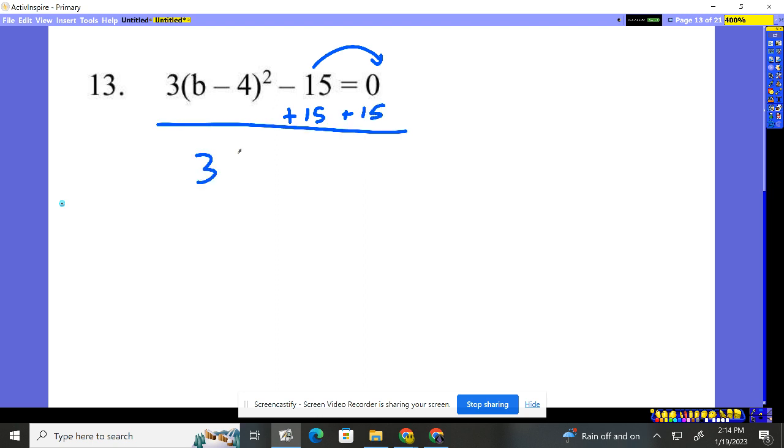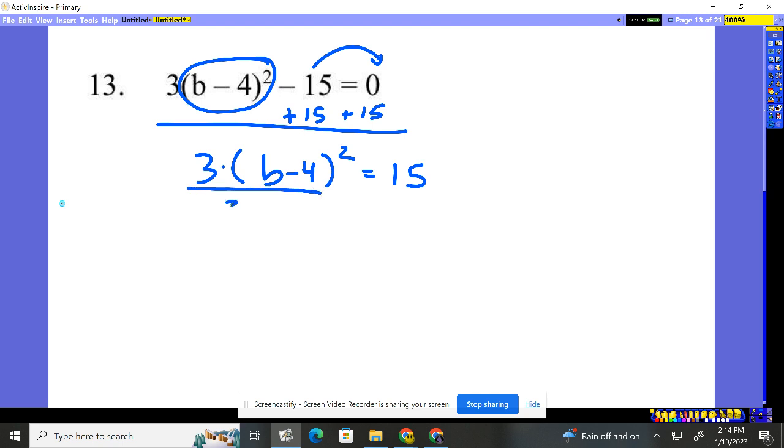And I get 3 times what I'm trying to isolate. So we're trying to get this by itself equals 15. So now how do I get b minus 4 squared by itself? Get rid of the multiplying by 3 by dividing by 3. Divide by 3. So I get b minus 4, that quantity squared, equals 5.